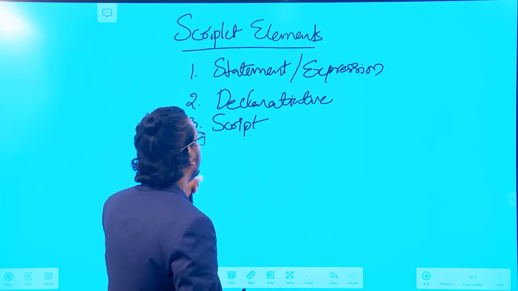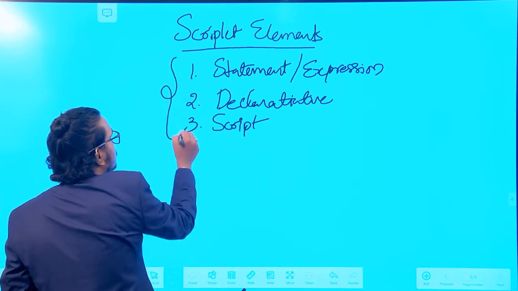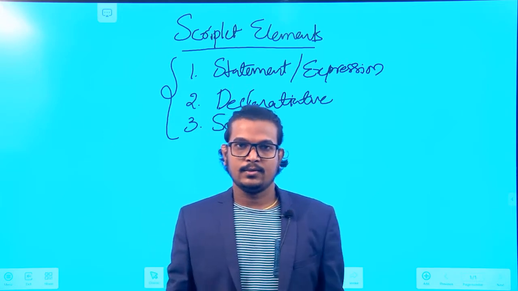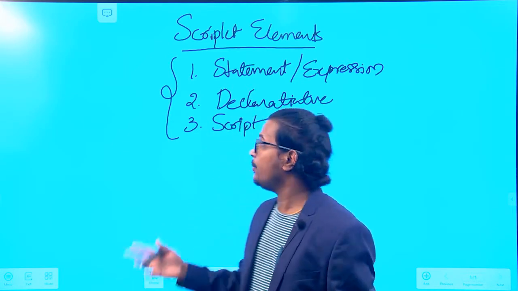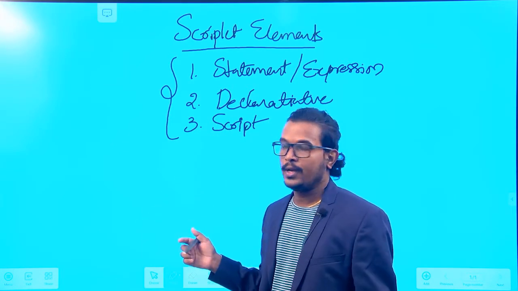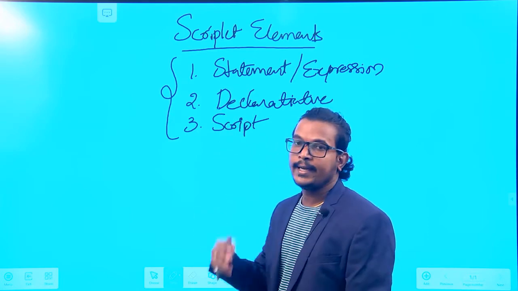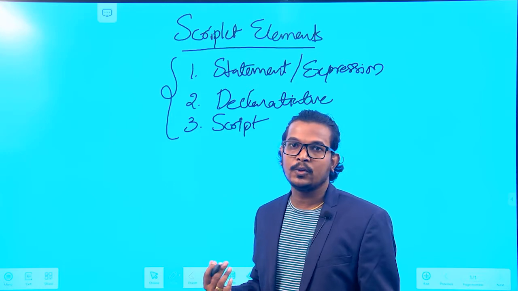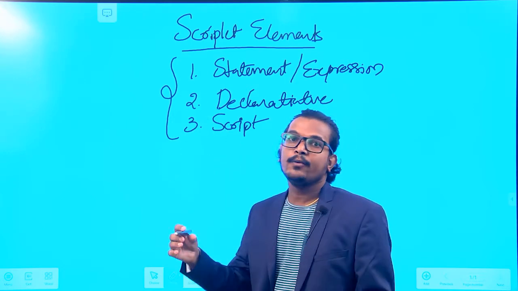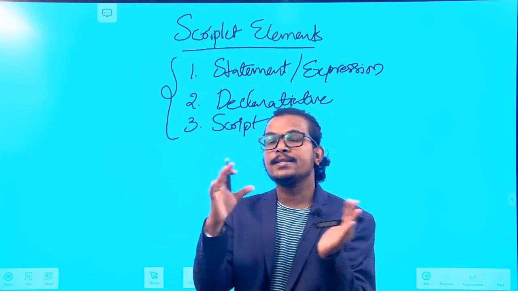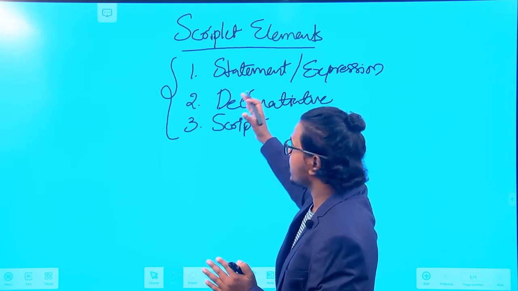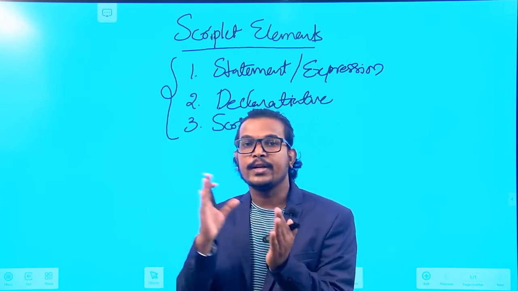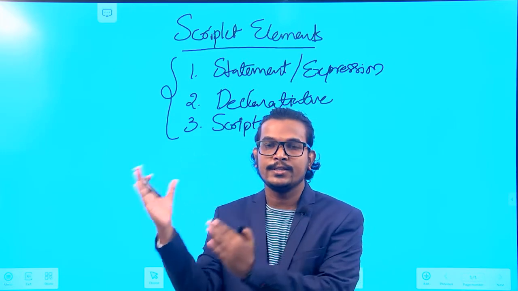Okay, so with the help of these three scriptlet elements, we are developing our JSP pages. With the help of these three scriptlets, we are writing our Java code in this particular tag. And we are translating this particular scriptlet code into Java code.